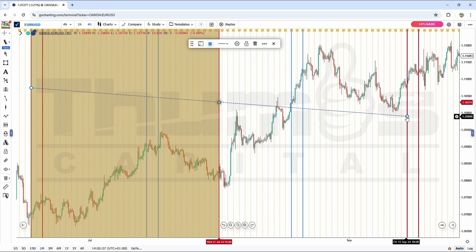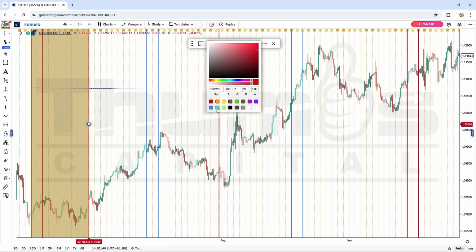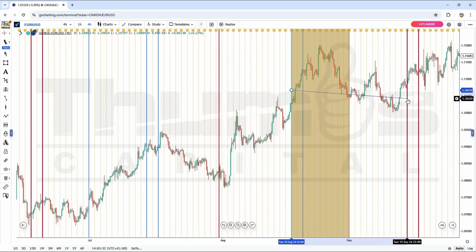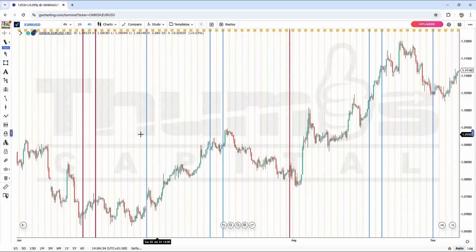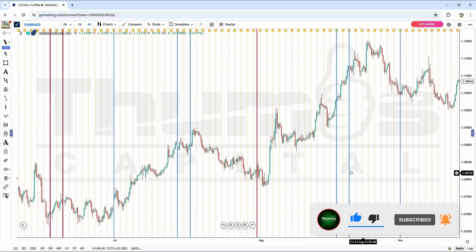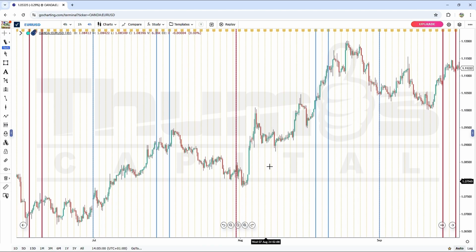Now the next thing is to mark the midpoint of the monthly. So for the first month of the quarterly contract, the midpoint is right here. We continue marking for the remaining monthly contracts. We have the midpoint for the July contract right here. We have the midpoint for the August monthly contract right here. And we have the midpoint for the September contract right here. And here we have the midpoint of the quarterly contract.